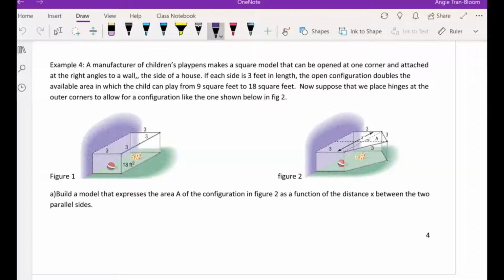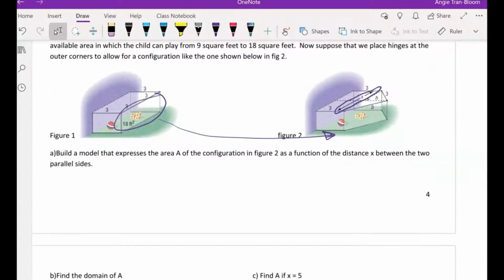So what's going to happen is we would like to kind of open this up, okay, and make it into this right here. Part A. Build a model that expresses the area of the configuration in figure 2 as a function of the distance x between the 2 parallel sides, okay? So in this figure, it tells you what x is, and it says here x is the distance between 2 sides that are parallel. So here is x. So this is what we need to know, okay?